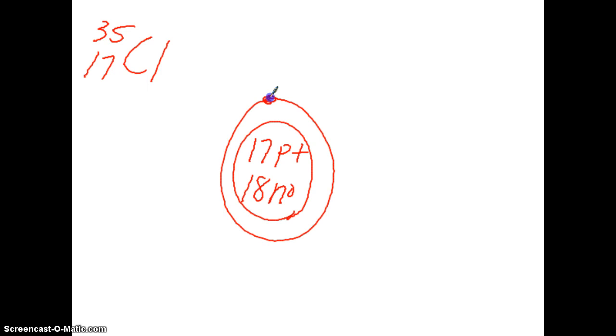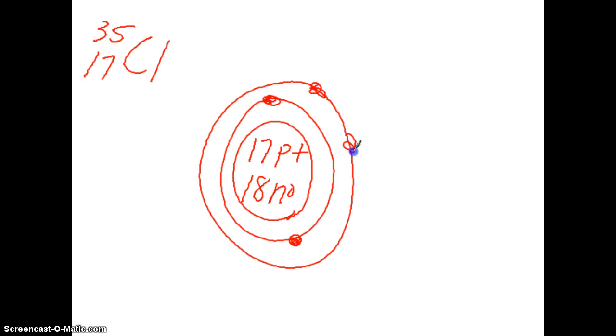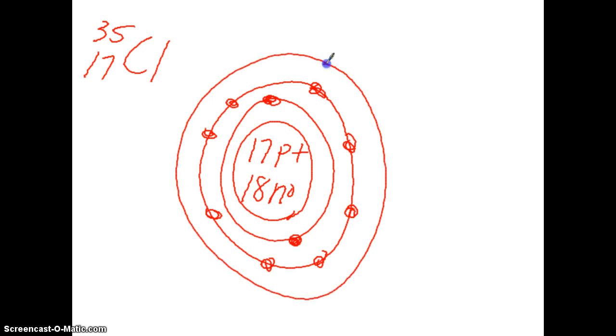And the first ring, orbit, whatever you want to call it, has 2 electrons. Next one's going to be full with 1, 2, 3, 4, 5, 6, 7, 8. And then we're going to put 7 on the next one. 1, 2, 3, 4, 5, 6, 7.